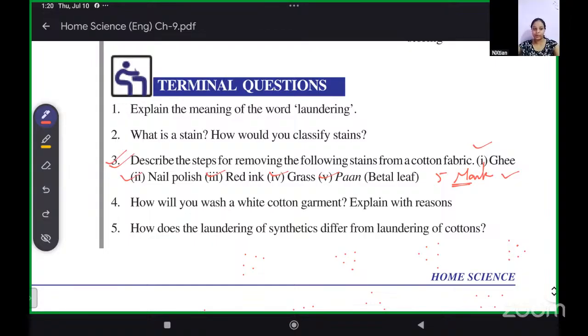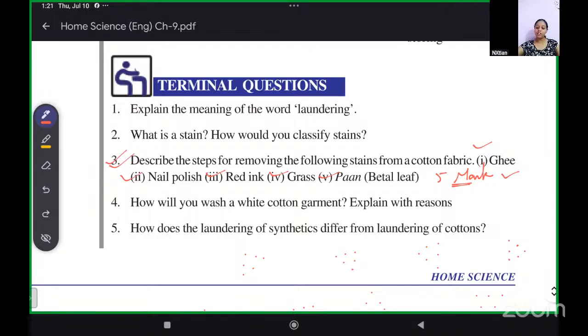Let me go through it. Okay, good. So this is how you make points for a 5 marks answer and write it.